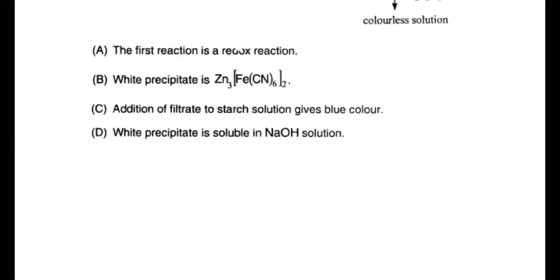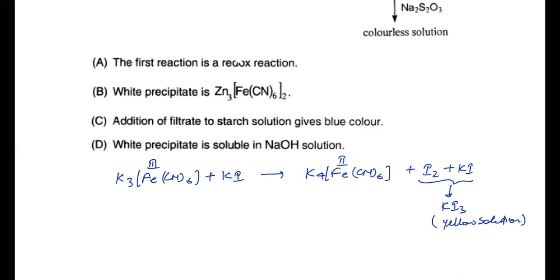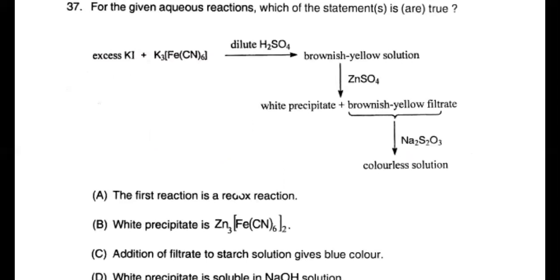So before that, let me first write the clues of the reactions. The first clue is K3[Fe(CN)6]. This is a kind of redox reaction with iron in the +3 oxidation state. It will react with KI and form K4[Fe(CN)6]. Here the oxidation state of iron is +2, and along with this iodine is formed. But as KI is given in excess, if these two react further, they will form KI3. So this is a yellow solution. Okay, so the question gives a brownish yellow solution with excess.